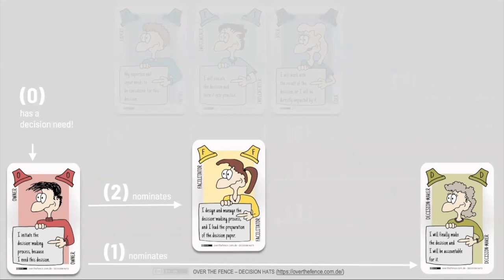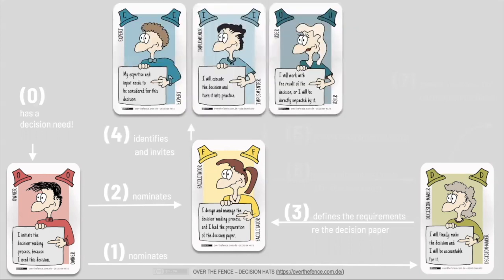Once we know these 3 roles and their stakeholders, we can actually start the definition of the requirements regarding the decision paper. This is done by the holders of the decision maker hat, who forward their requirements to the holders of the facilitator hat. Once the facilitators know these requirements, they can go and identify and invite experts, implementers, and users of the decision.